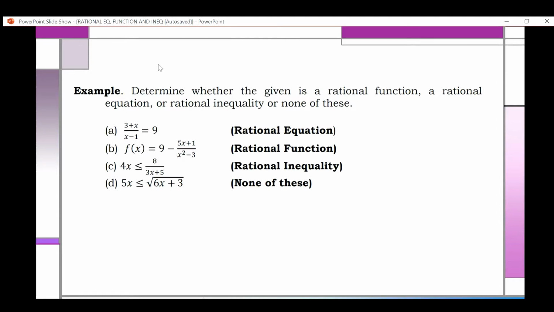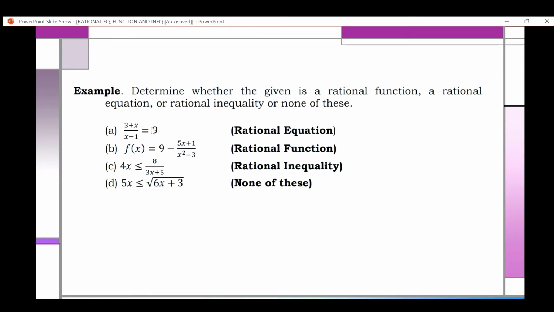Okay, so for example, let's try, class. Determine whether the given is a rational function, a rational equation, or a rational inequality, or none of these. For letter A, we have 3 plus x over x minus 1 equals 9.